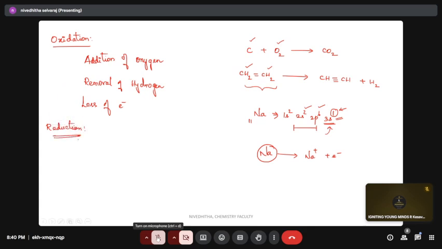reduction is just the opposite of oxidation. Here in oxidation, there is addition of oxygen and removal of hydrogen, but in reduction, there is addition of hydrogen and removal of oxygen. Then how about electron? Gain of electron, ma'am. Yes, gain of electron. It is just the opposite of oxidation.